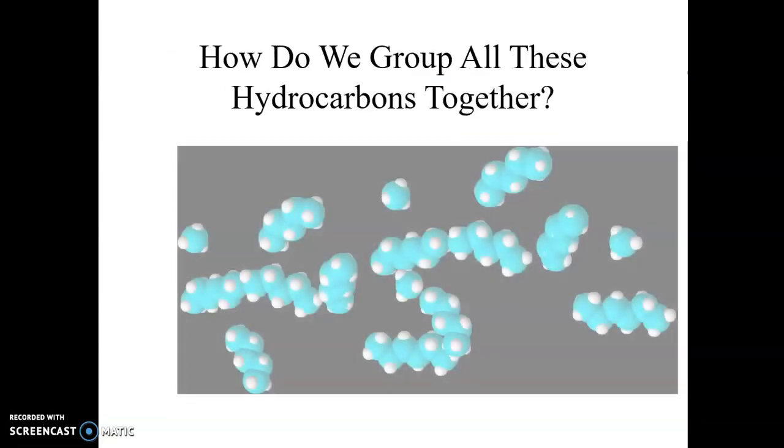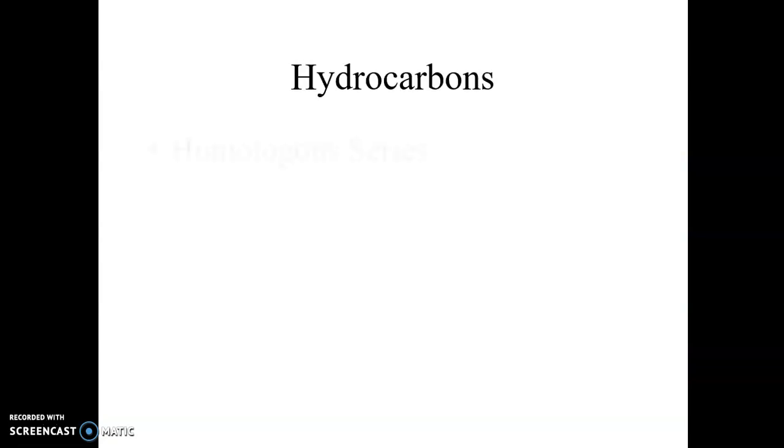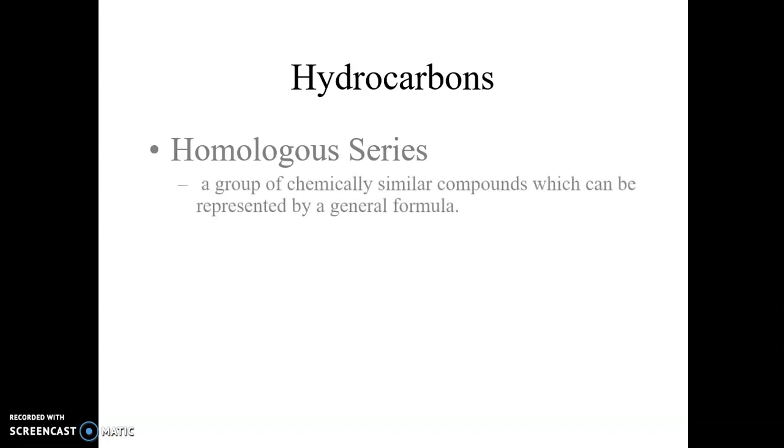Now, how do we group them together? We group them together because they are what we call a homologous series. That means they are a group of chemically similar compounds. So all the different hydrocarbons aren't exactly the same, but they are chemically similar.